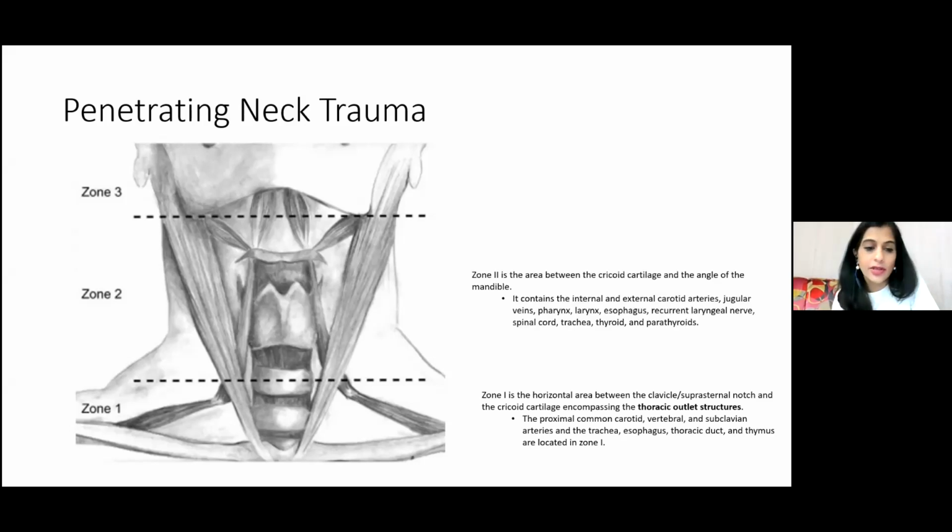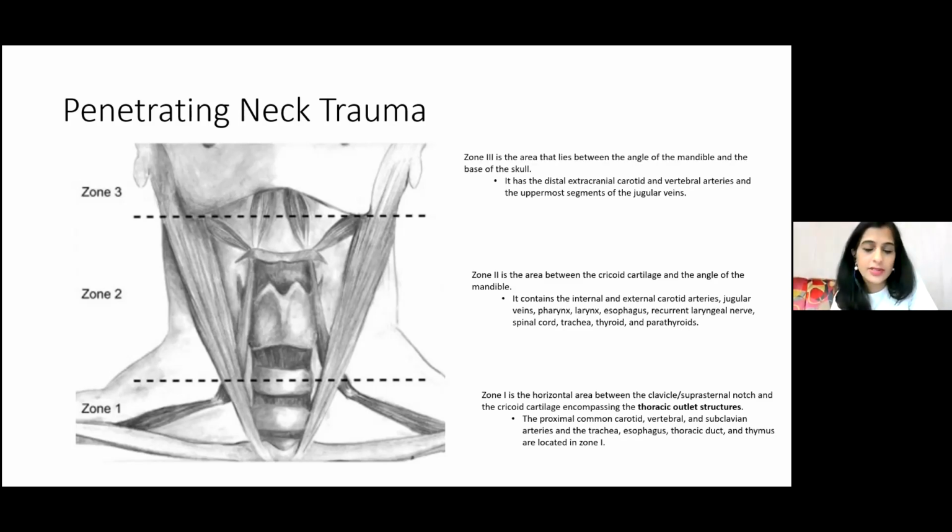Zone 2 is the middle zone between the cricoid cartilage and the angle of the mandible. This contains both the internal and external carotid arteries after the bifurcation. It's also got obviously the jugular veins. We're talking about the internal jugular, but also in theory your external and anterior jugular veins could be injured and cause some bleeding. Then you've got important structures of the pharynx, the esophagus, the larynx, the recurrent laryngeal nerve, and of course the vagus nerve also. And then you've got the trachea, and behind the trachea, the spinal cord. The thyroid can also be injured, and obviously that's a very vascular structure, so concerns about hemodynamic impact of that. And then the parathyroid can be compromised, although that's probably not an acute problem.